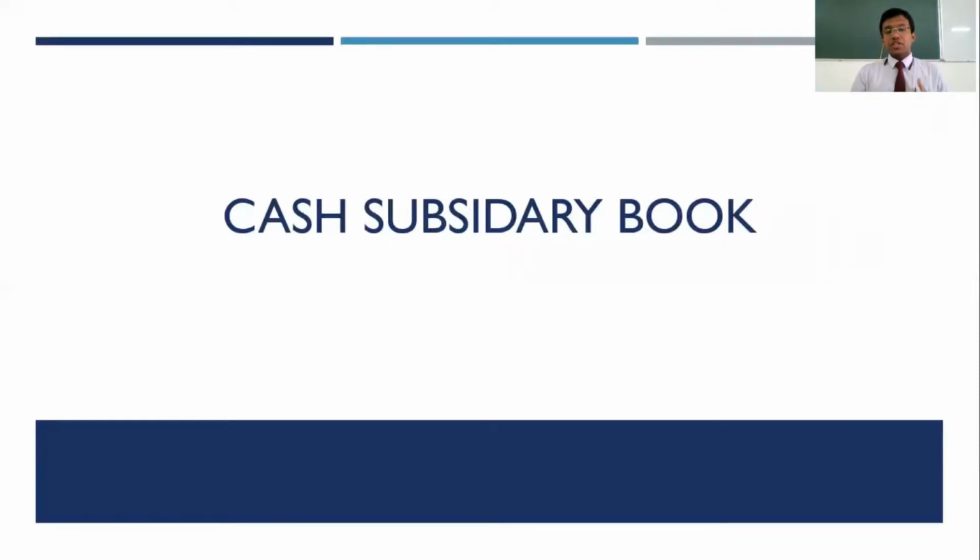So in today's session, we would be discussing the cash subsidiary book. We learn that there are 8 subsidiary books. The 8 subsidiary books are sales book, purchase book, sales return, purchase return, bills payable, bills receivable, cash book, and then journal proper. We also learn that each of these subsidiary books is maintained for a specific purpose. Today's session, we will be focusing on the cash subsidiary book.